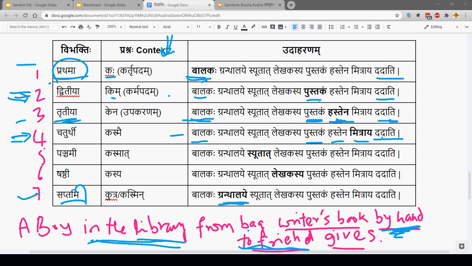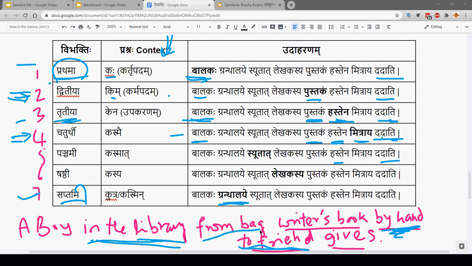So this one is Granthalaye. Until now, what we have is Balakaha, boy, pustakam hastena mitraya dadati. Now we can still continue asking the question. Now giving is there. He is giving the book. Balaka, the boy, is giving the book to a friend by hand. But from where? From where is he giving the book? We can ask the question, from where was the book to give. So now the answer would be Syuta. It is in the bag. From the bag he is taking it out and giving it.